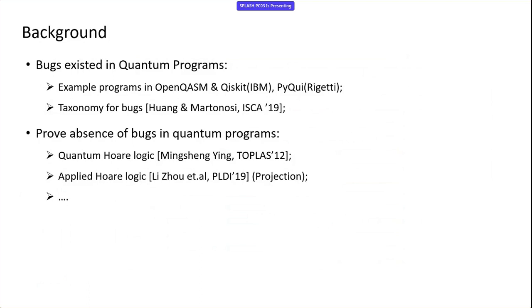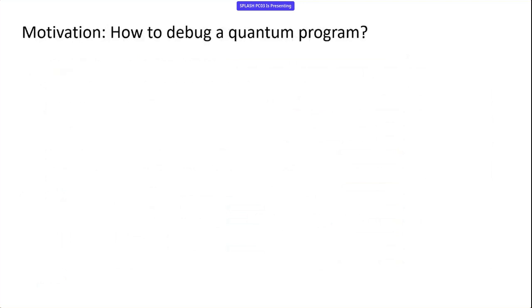And Joe, in his work applying Hoare logic, limited the quantum predicates to be projections of subspaces, and then constructed a simplified proof rule. And of course, here we want to find bugs directly. So actually, we have some existing work about this problem.